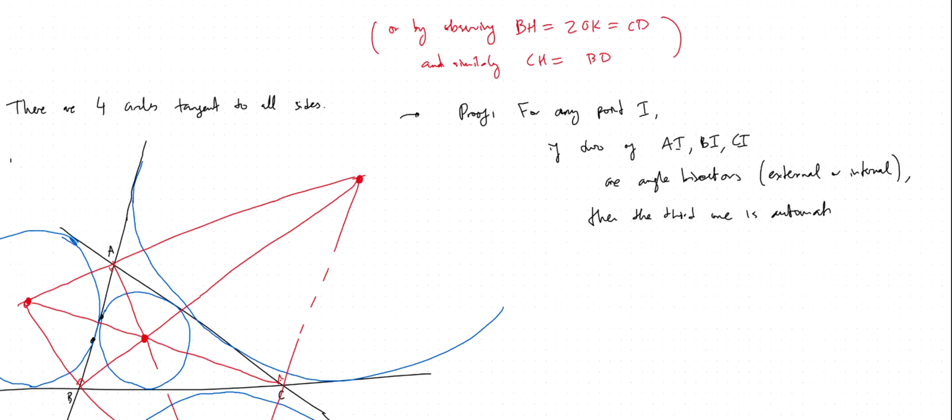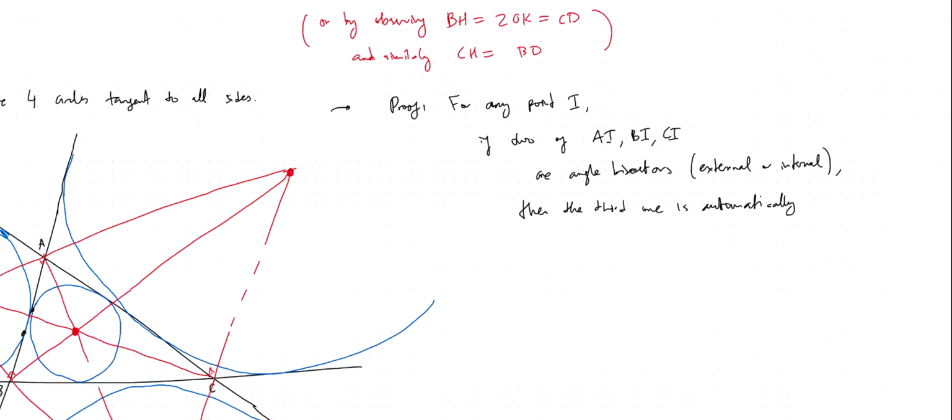You must have seen how this proof is really similar to our proof of the concurrence of radical axes, somehow. And the third one is automatically an angle bisector. So you can just take A and B. If AI is an angle bisector, internal or external, and BI is an angle bisector, external or internal, then CI must be an angle bisector.